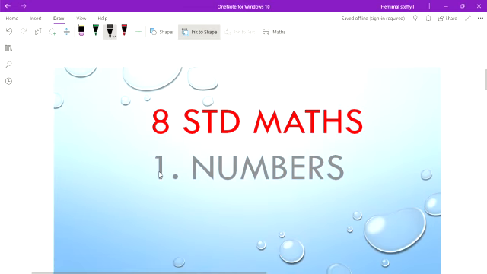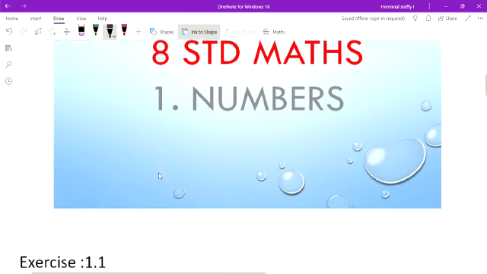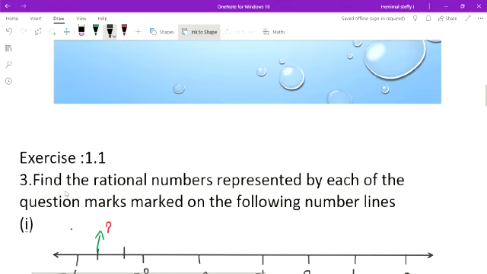This is 8th standard maths, first chapter, numbers. We are going to see now exercise 1.1, third Roman letter. Find the rational numbers represented by each of the question marks marked on the following number lines.